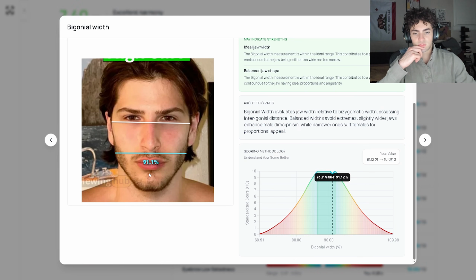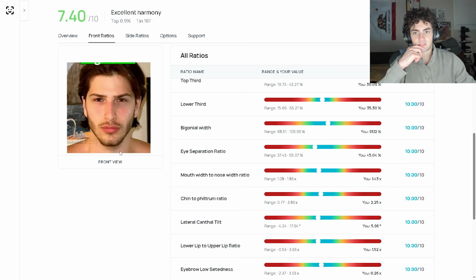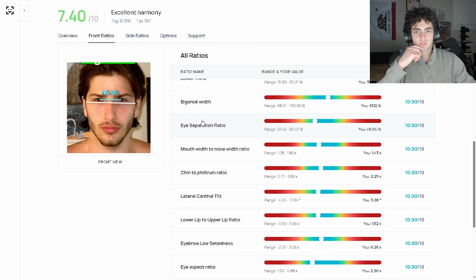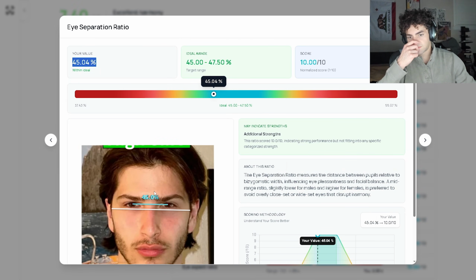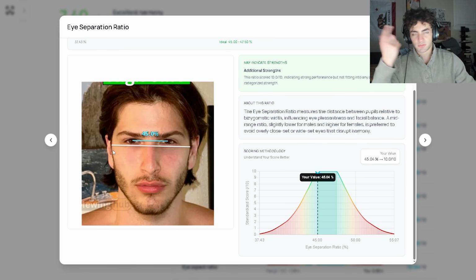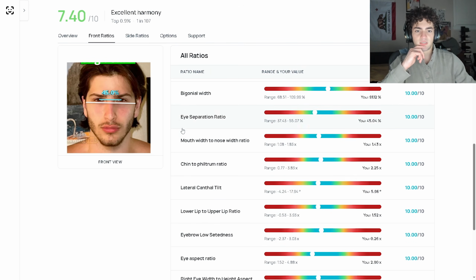Bigonial width, his jaw is 91% the width of his cheekbones. You want it to be from 86.5 to 92. Eye separation ratio is good. You would typically want it to be from 45 to 47.5. He has it at exactly 45, so yeah, it's great. His pupils are 45% the width of his face. Perfectly in the ideal range.